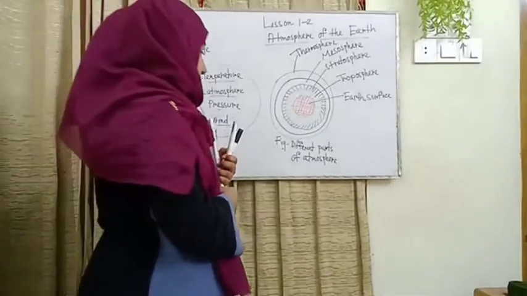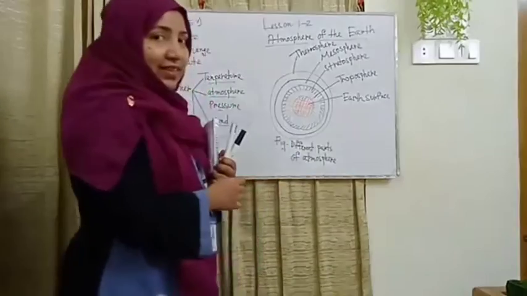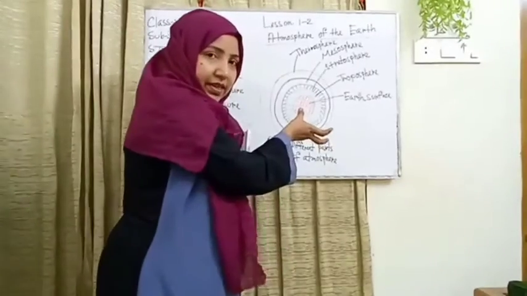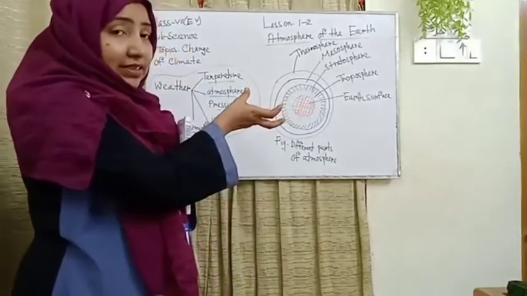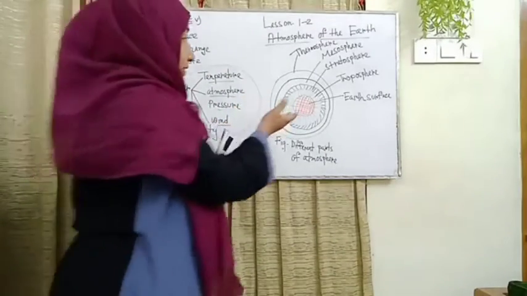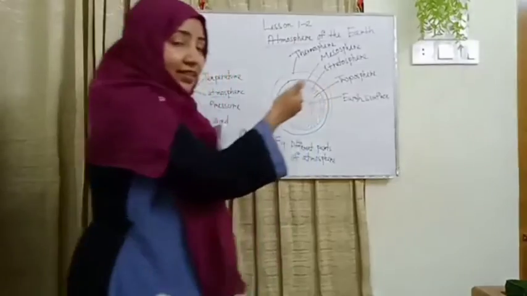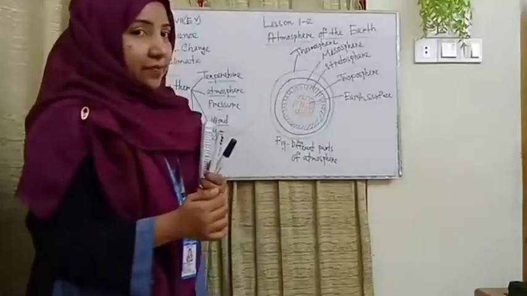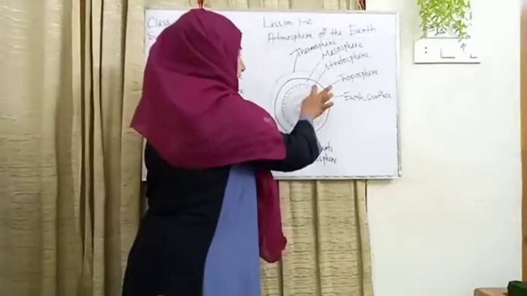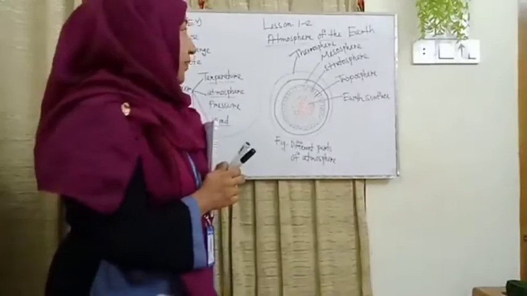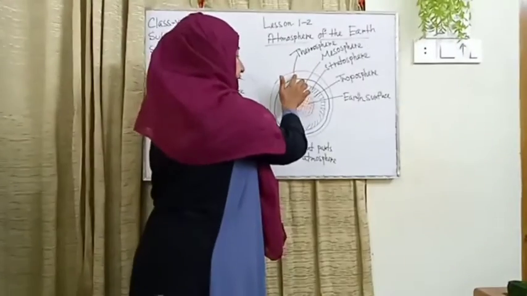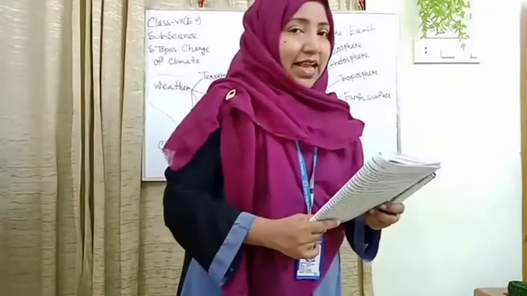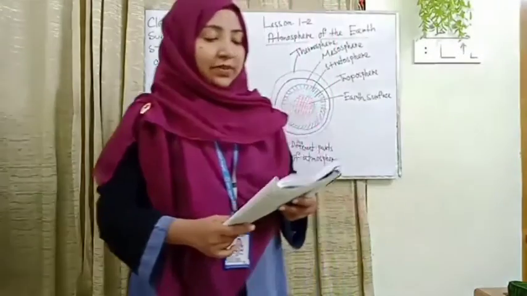Here, in the red structure, the main structure is the earth's surface. On the earth's surface, the first sphere, or the first stage, is the troposphere. Green color is the troposphere, and another layer is the stratosphere. I have drawn the stratosphere in blue color, and then the mesosphere and the thermosphere. I will explain in detail.